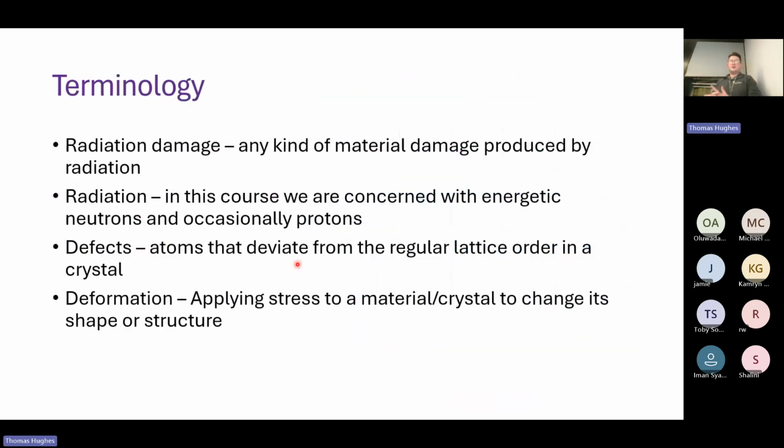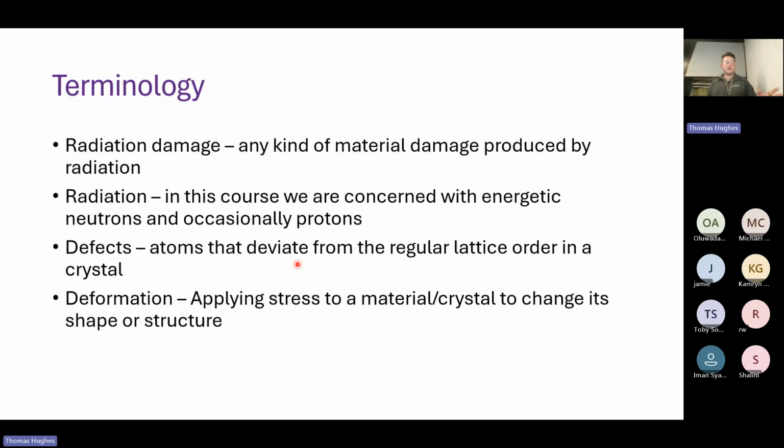So some terminology. We are now done with the material science bits, essentially, and we're going to move on to radiation damage now. Just a quick bit of terminology. Radiation damage is any kind of material damage produced by radiation. Radiation, we're generally concerned with energetic neutrons and protons. There are lots of other forms of radiation, radio waves, X-rays, whatever. When I'm mentioning radiation, I'm focusing on neutrons and protons.